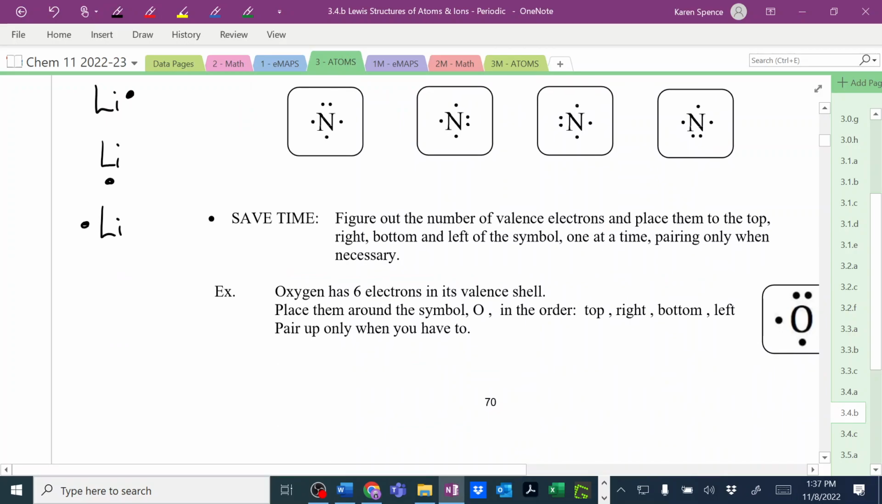So basically just figure out the number of valence electrons and then place them top, right, bottom, left, one at a time, only pairing up when you have to. So if we have oxygen, oxygen is in group 16. So how many valence electrons? 6 valence electrons. So we've got our oxygen and then we go 1. Where do we put the second one? On the right. 2, 3, 4, 5, 6. And that's oxygen.